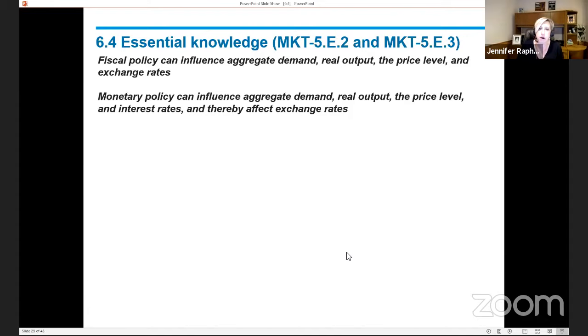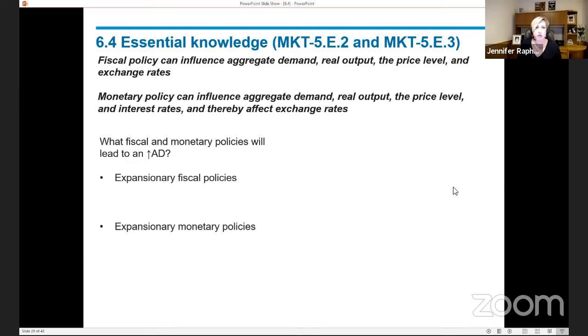Same thing for monetary policy, right? It can influence aggregate demand, real output, the price level, and interest rates, and consequently exchange rates. So let's talk about this a little bit and then put both parts together. Let's start with what fiscal and monetary policies would produce an increase in aggregate demand.